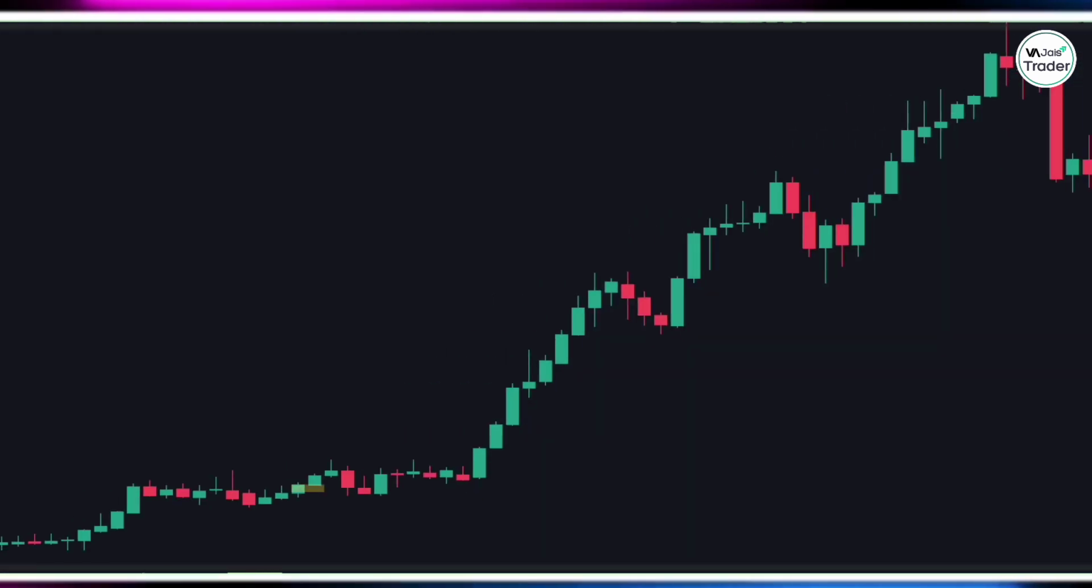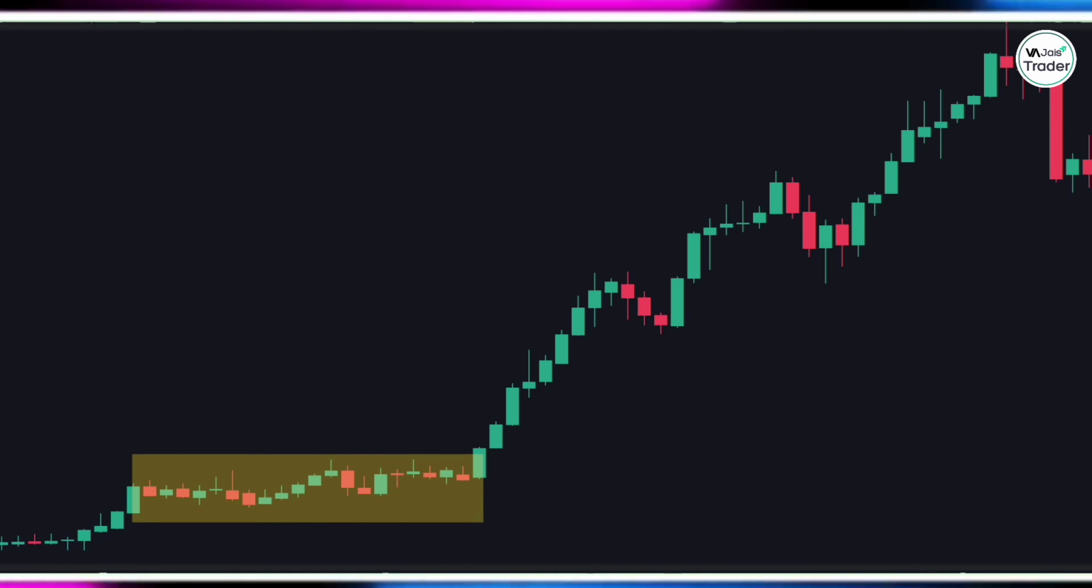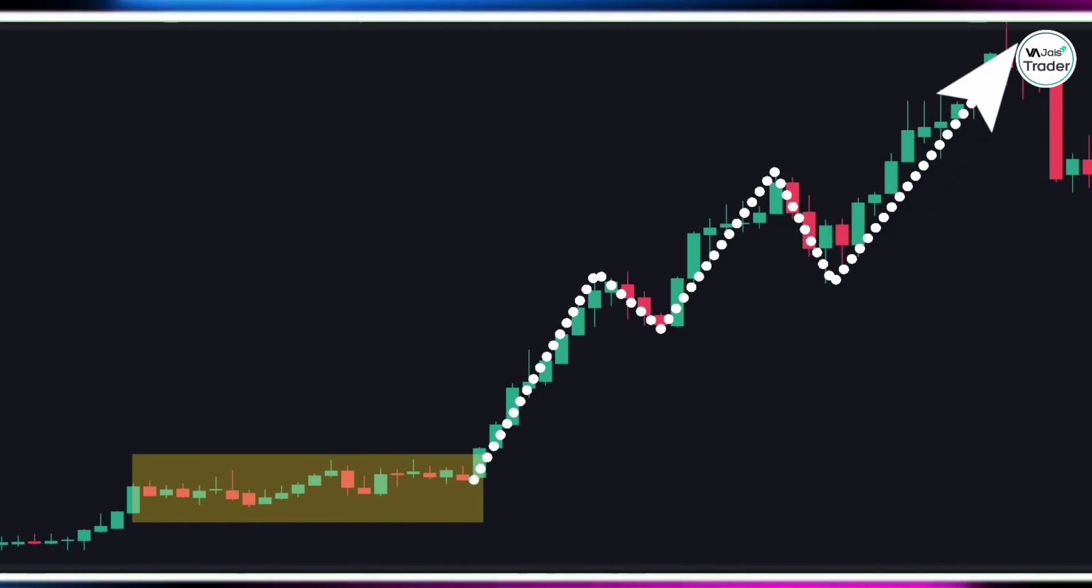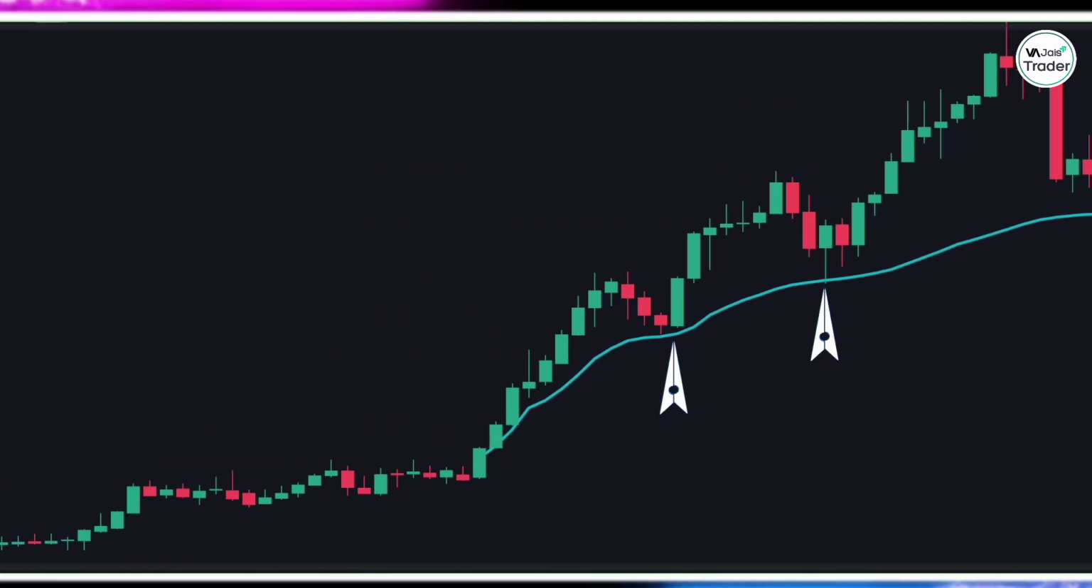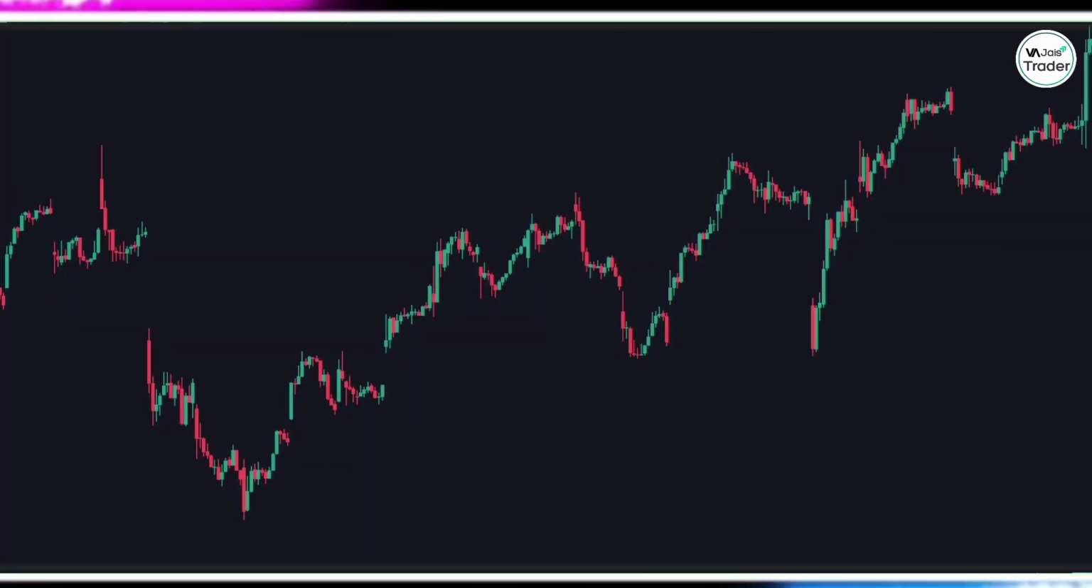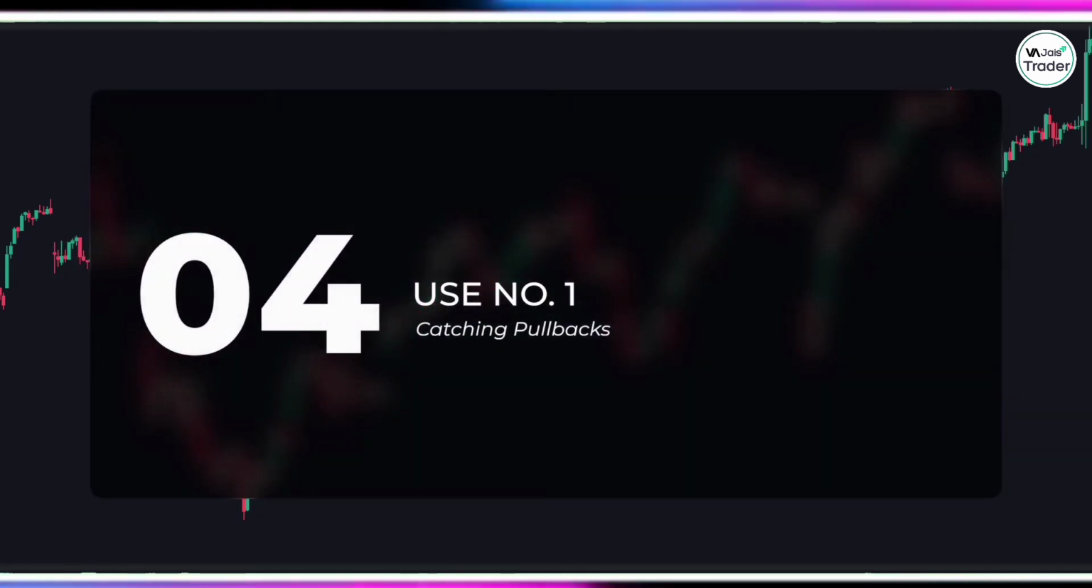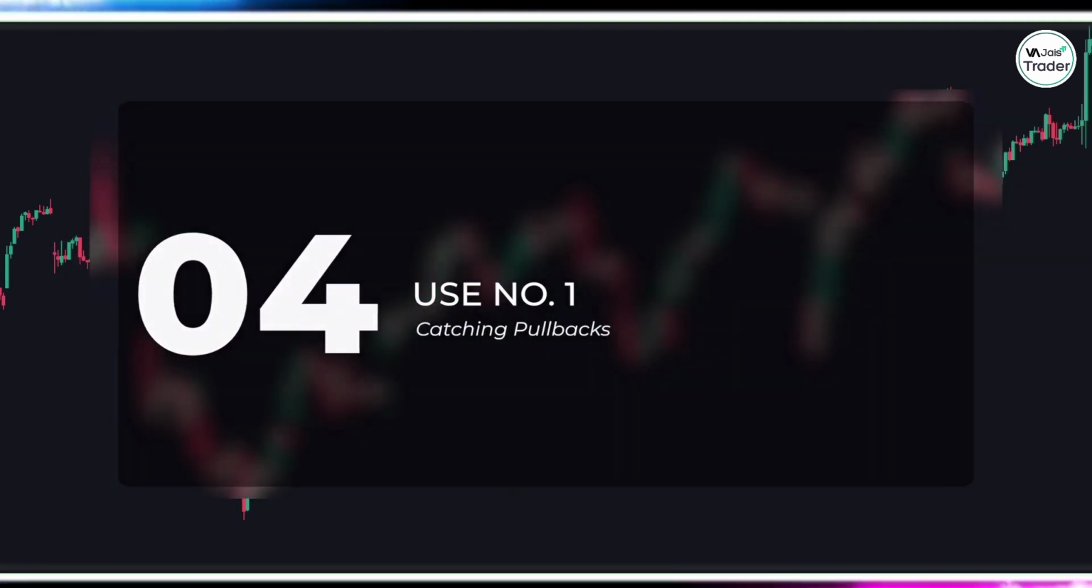For instance, here we see that the price was in a tight consolidation before it started this massive uptrend. The uptrend actually began from this candle, so we plot the Anchored Vwap from this point. As you can see, it provided support to the price 2 times. The price touched the VWAP and moved upwards. And that brings us to the first use of Anchored Vwap. Topic 4. Use 1. Catching pullbacks.